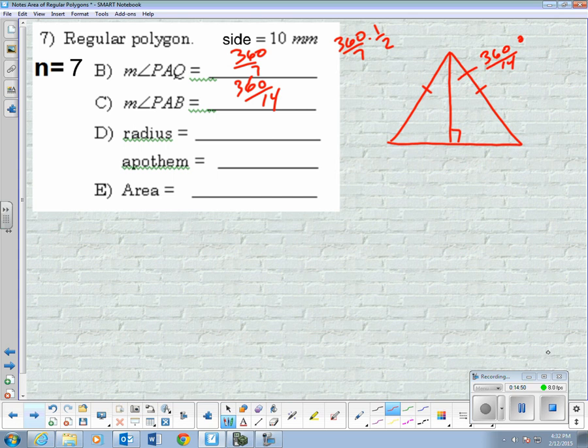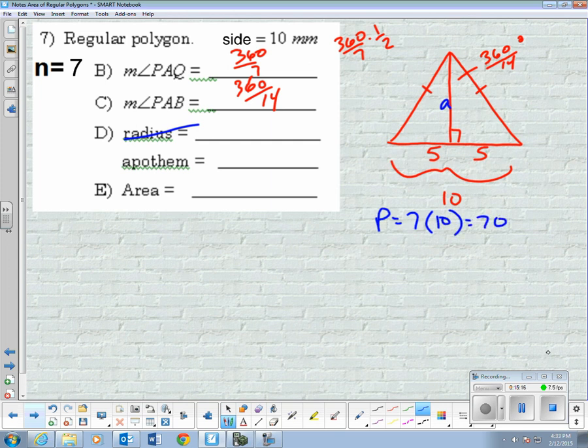Okay, my side was 10. Remember, it's bisected, so this is 5 and this is 5. I'm going to need my apothem. I'm not going to worry about the radius, so we don't need to do the radius here. Radius doesn't help us solve for the area. We need apothem when we need perimeter. So I can do my perimeter. My perimeter is going to be 7 times the sides, so that's 70. But I need that apothem.